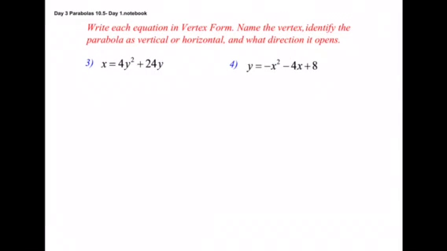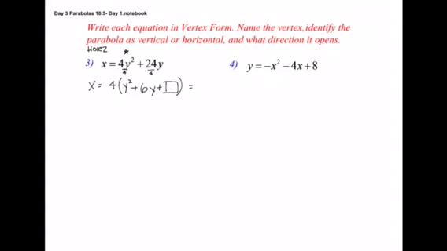Write each equation in vertex form. Name the vertex, identify the parabola as vertical or horizontal, and what direction it opens. So looking at example 3, I can tell because it's x equals, it's going to be a horizontal parabola. So be really careful when we complete the square, our coefficient of our squared term must be 1. So in this case, we need to factor out a 4. So if we divide that by 4, we get y squared. If we divide 24 by 4, we get a positive 6y plus our box.